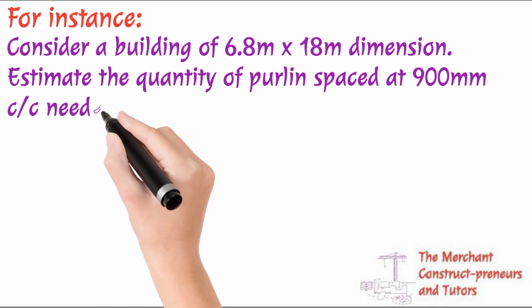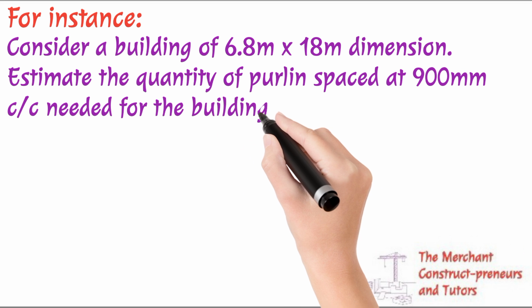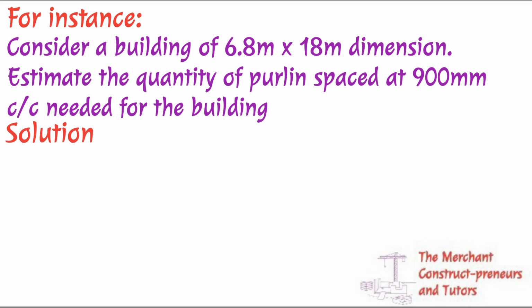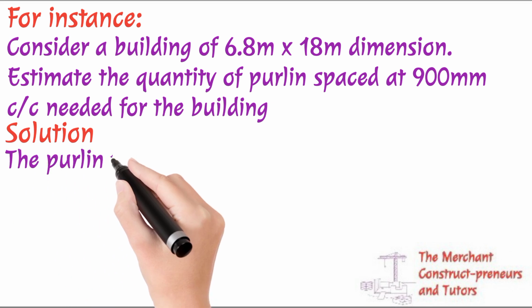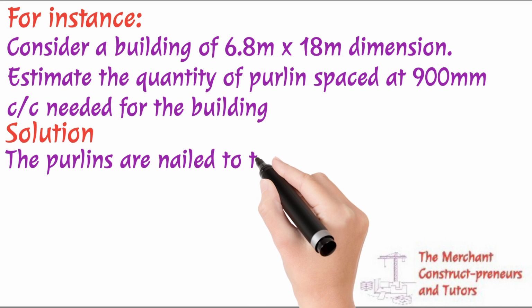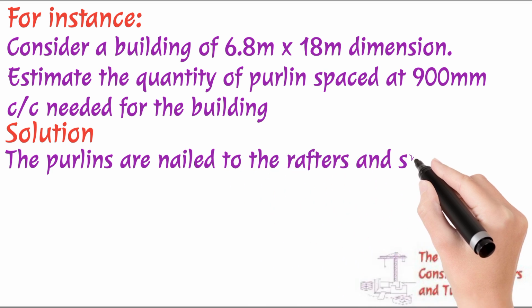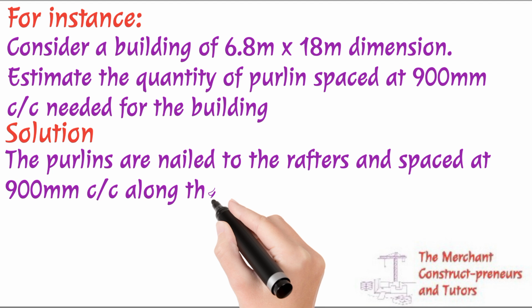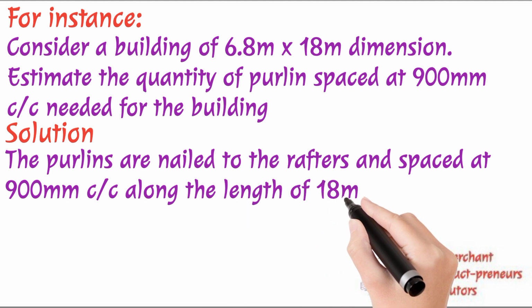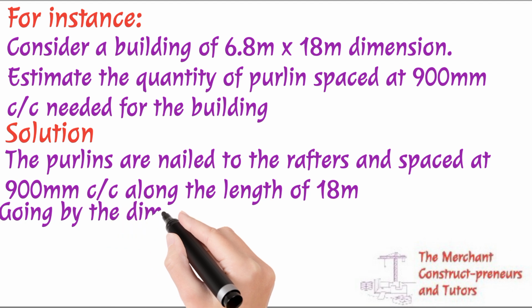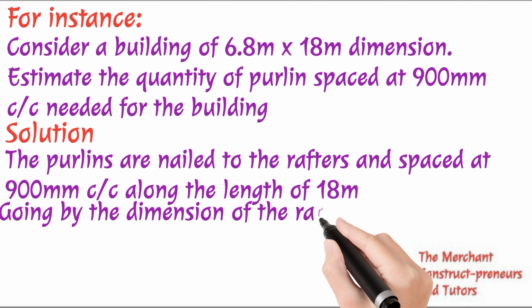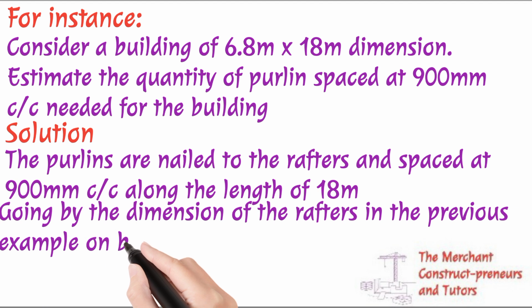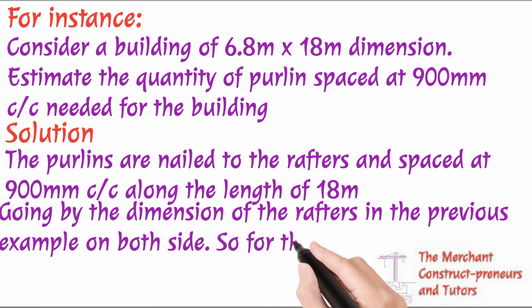We're looking at a quick example of how to calculate the number of purlins needed. The building is 6.8 by 18 meters in dimensions, and we are to estimate the quantity of purlins, assuming you are spacing these purlins at 900 center to center. The reason is so that the roof installers will be able to walk freely and not fall through the structure.